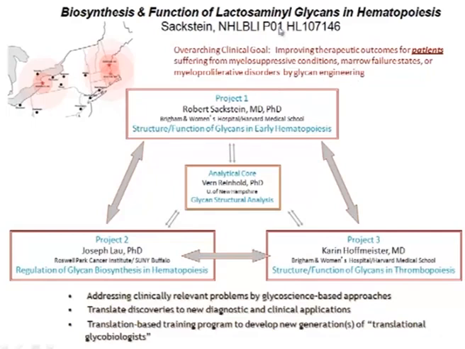There are 3 projects, all linked together by an analytical core run by Vern Reinhold. I'm the PI of Project 1, which is the structure function analysis of glycans in early hematopoiesis. Project 2 is operated by Dr. Joseph Lau at the Roswell Park Cancer Institute. He's examining the regulation of glycan biosynthesis in hematopoiesis. And Project 3 is directed by Karen Hofmeister, a colleague at the Brigham Women's Hospital who's studying the structure, function, biology, and chemistry of glycans in thrombopoiesis.